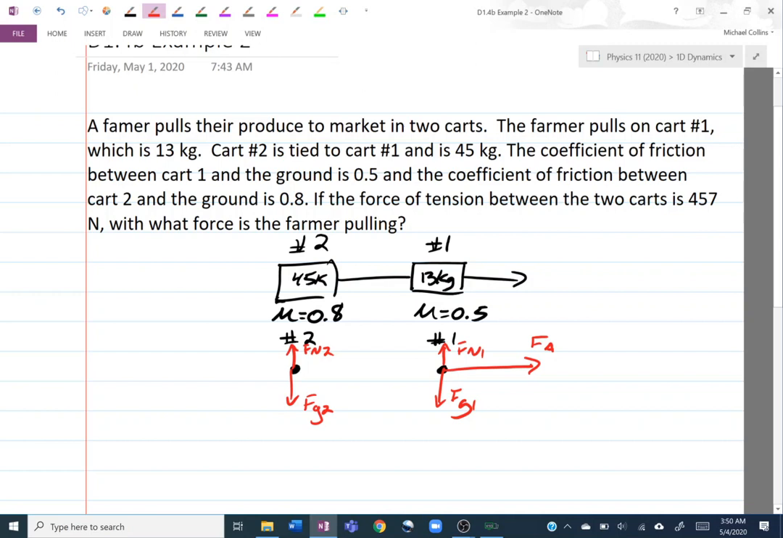And now I need to think about some extra forces. It tells me that I have a coefficient of friction on both of these, which means on cart number 2, I'm going to have a force of friction on cart 2, and it also means I'm going to have a force of friction on cart 1.